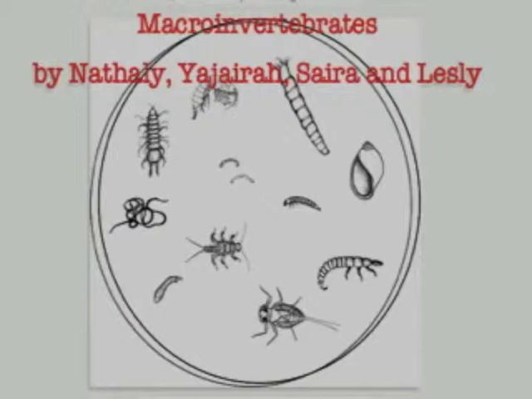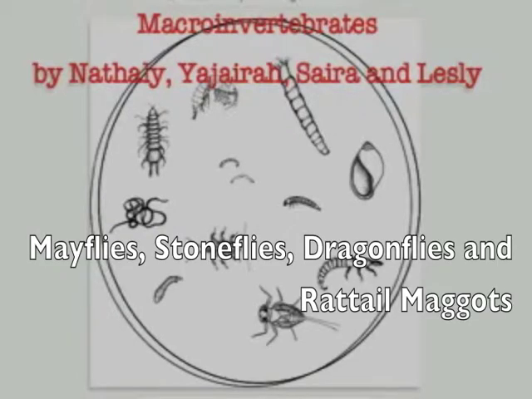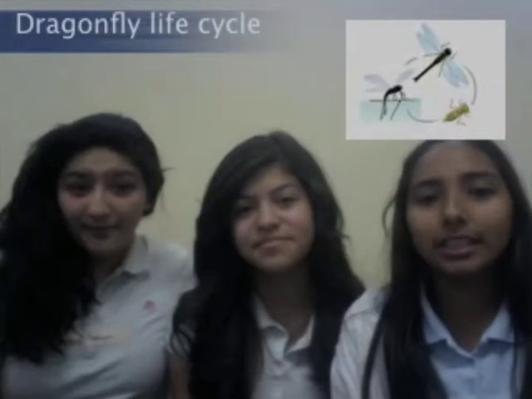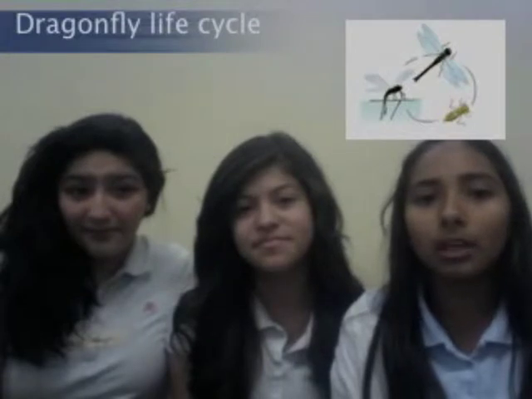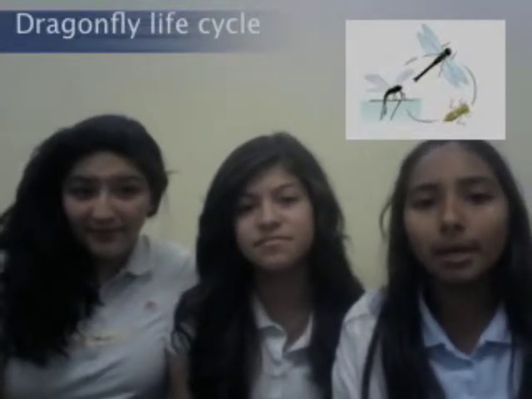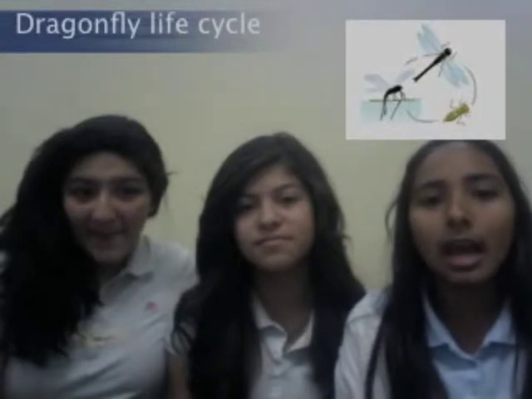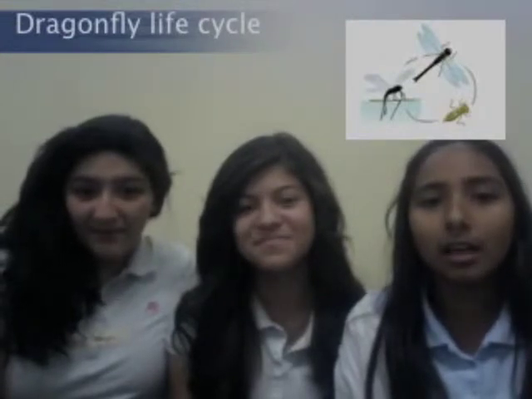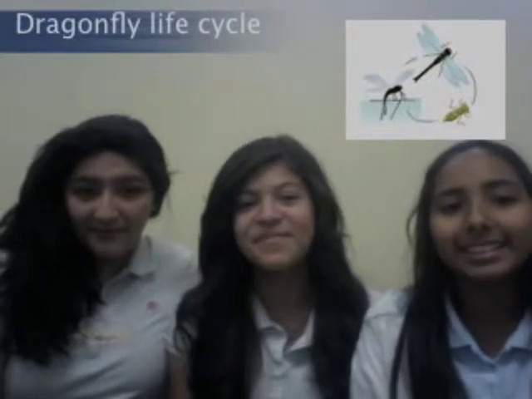Examples of macroinvertebrates include mayflies, stoneflies, dragonflies, and rat-tailed maggots. These organisms may spend all or part of their lives in water. Larvae, or baby macroinvertebrates, don't have wings and look a lot different than adults.